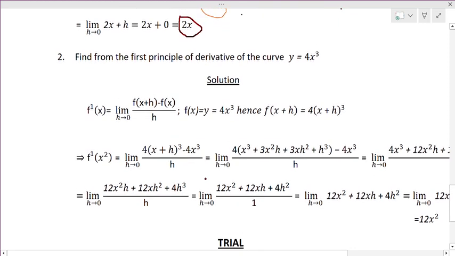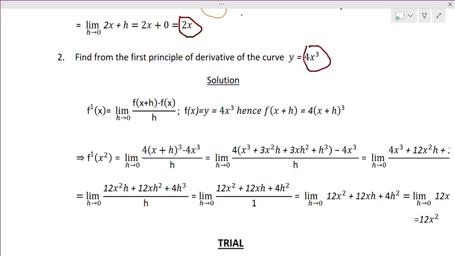You have a second question here which says find from the first principle the derivative of the curve y is equal to 4x cubed. So once again, this 4x cubed will be our f of x. If f of x is 4x cubed, what will be f of x plus h? That is 4 multiplied by x plus h all cubed. Don't forget, we are replacing the x by x plus h, right? Yes, so that's how it will be.